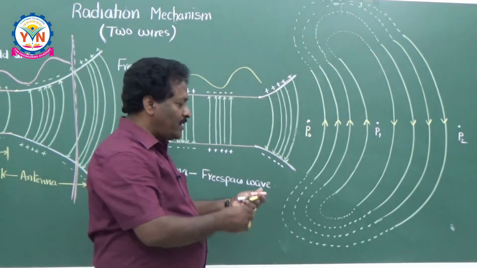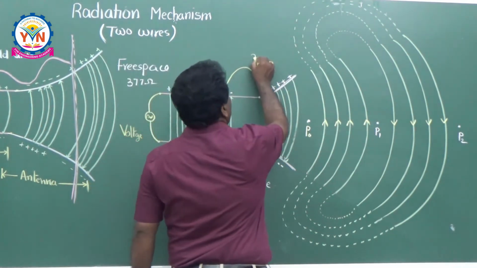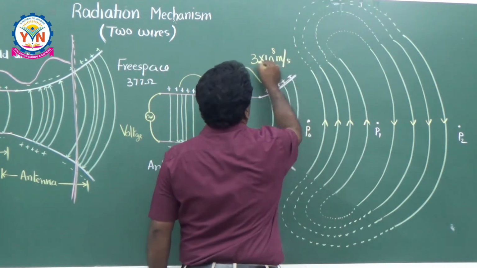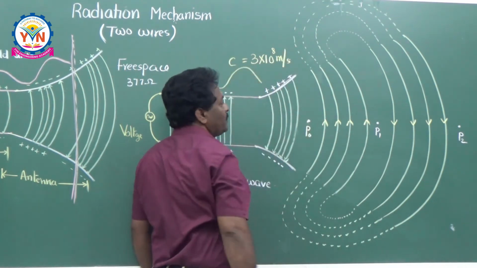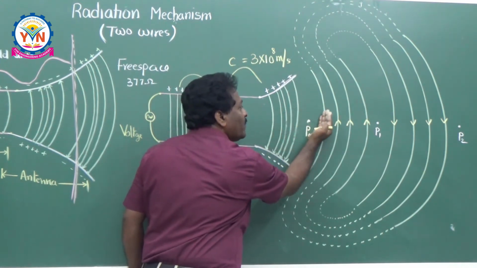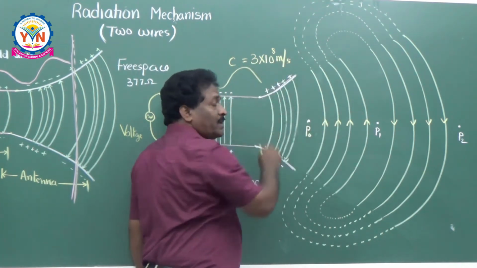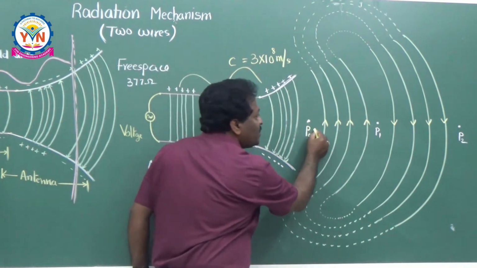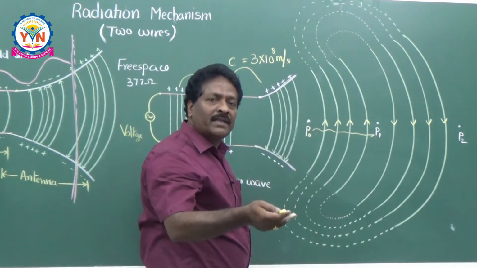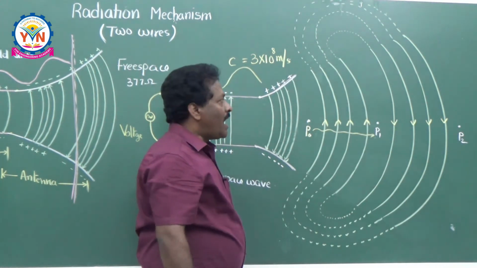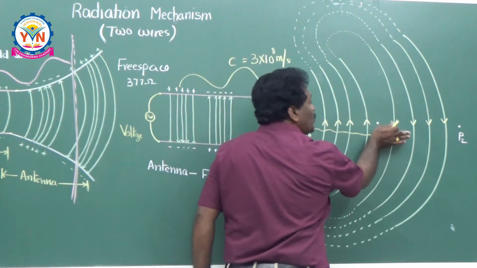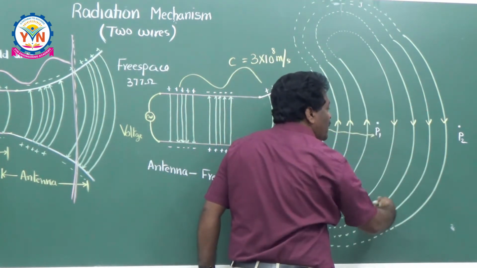What is the light velocity? 3 into 10 power 8 meters per second. That is the light velocity. So naturally you are going to get here, it is C. And at this point P0, the velocity of the electromagnetic waves is more than your light velocity. And once they reach this point P1, slowly they reach the velocity of light. And once they are detached from this, there is no control to control these electromagnetic waves.